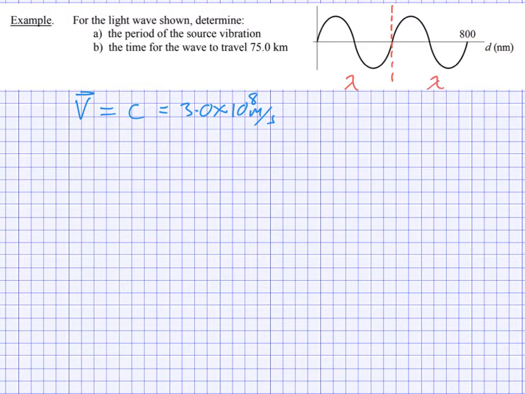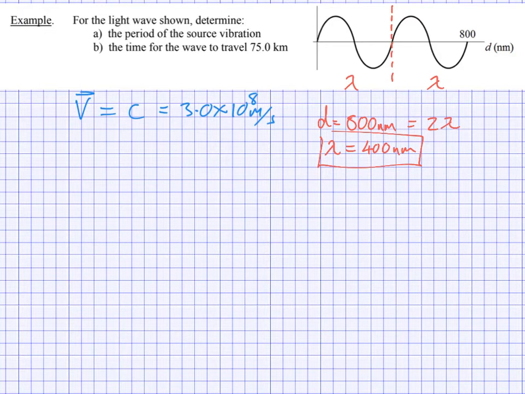So this total distance here, which is 800 nanometers, is equivalent to 2 wavelengths. So that's pretty obvious that the length of a wave is going to be half of this, so it's going to be 400 nanometers. Maybe we'll need this at some point. Okay, other things going on.